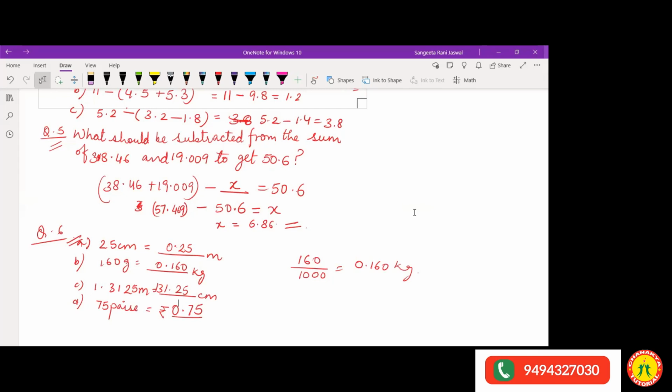So how does ma'am check this? Ma'am will see, in your previous test, Rishit had got this many marks. In this test, Rishit had got this much marks. In another test, Rishit had got this much marks. So what will ma'am do? Ma'am will compare your marks. Are you improving or are you not improving?